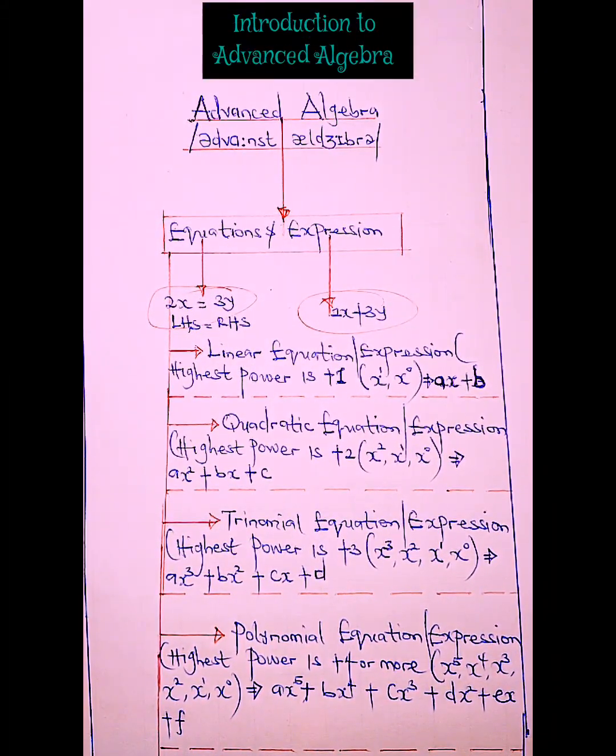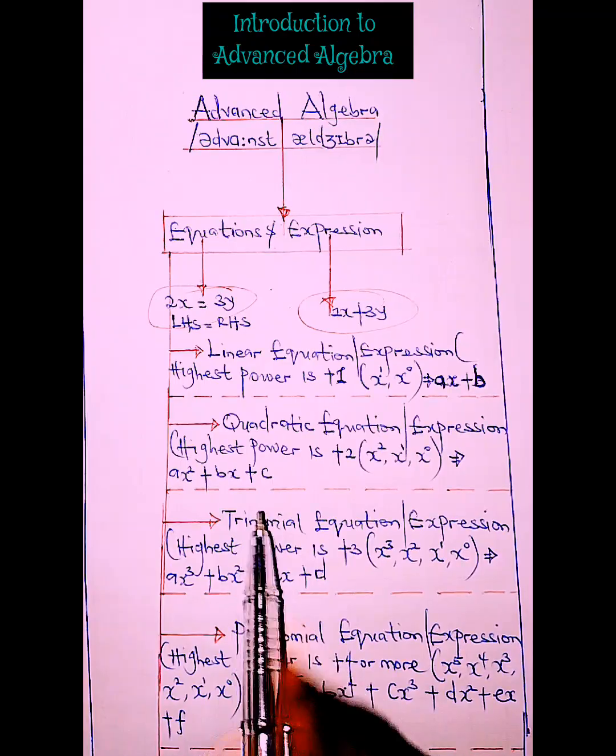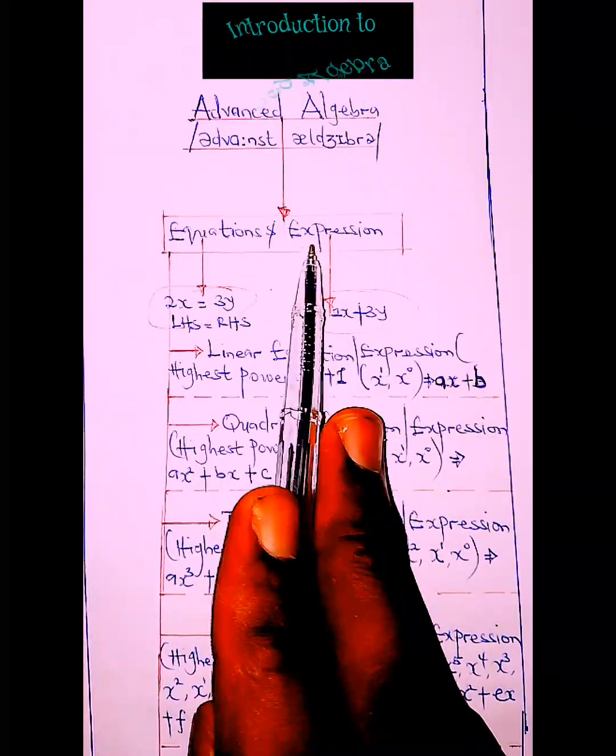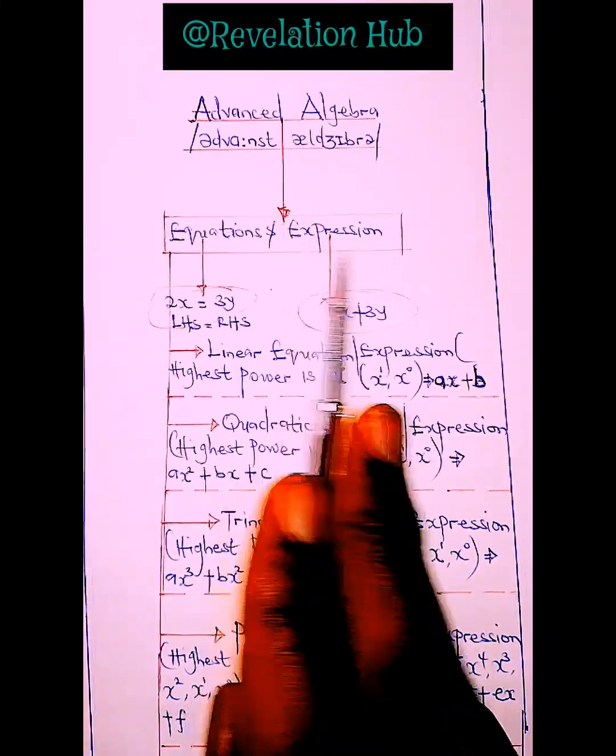In our previous exposition, we worked on basic algebra and finished up everything on basic algebra. So today we're going to be looking at advanced algebra. When we talk about advanced algebra, don't forget that it is an upgrade on basic algebra. So what are we talking about? Under advanced algebra, we mainly talk about equations and expressions.